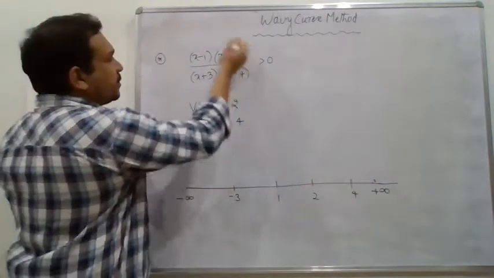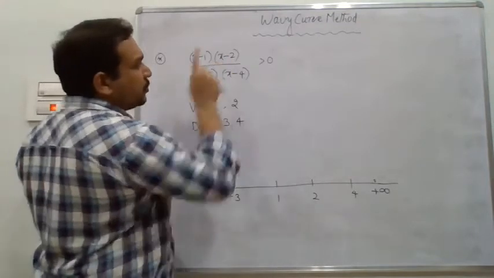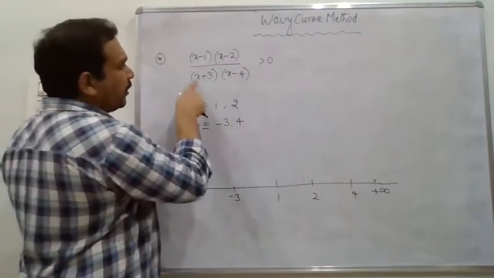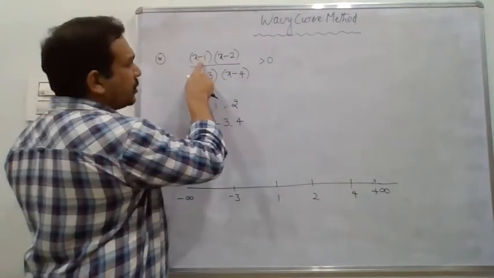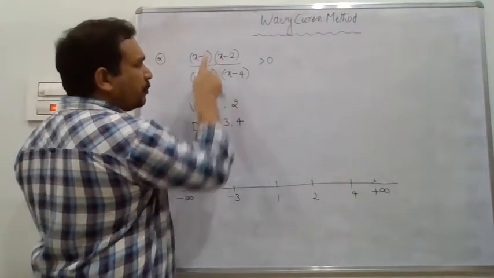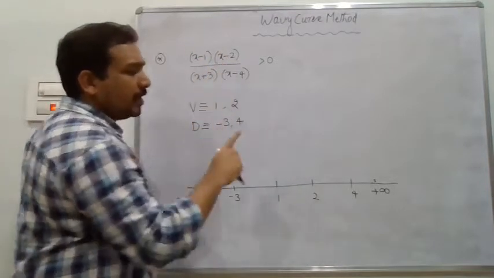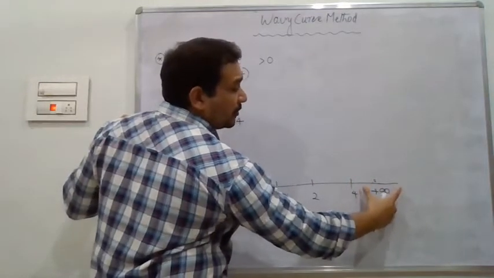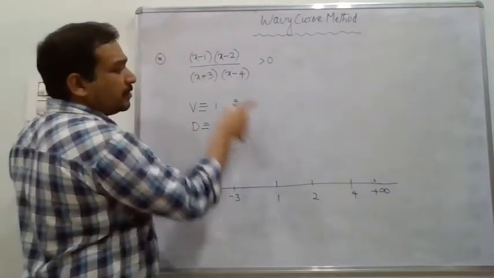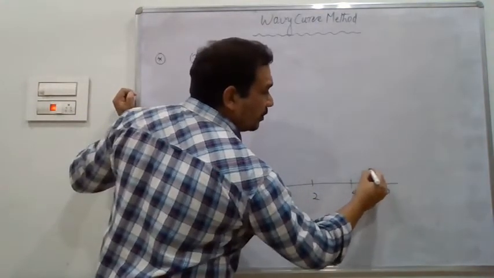Substitute 5 in this expression. 5 minus 1 is positive. 5 minus 2 is 3, positive. 5 plus 3 is 8, positive. 5 minus 4 is 1, positive. Positive into positive is positive. Positive by positive is also positive. So the total expression is becoming positive. That's why if you substitute any point more than 4 from this region into this expression, it will become always positive. That's why this region is called the positive region.